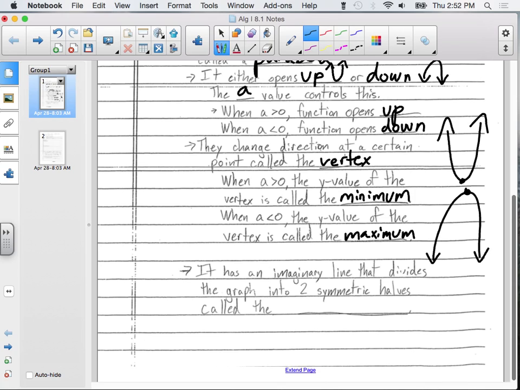So when it opens down, you have a maximum, because only that one is the highest one. When it opens up, you got a minimum.